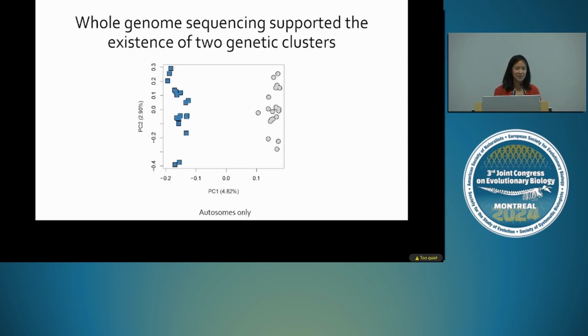Very conveniently, we found that with whole genome sequence data, whites and commons also form two distinct genetic clusters. And also conveniently, genome-wide FST is also 0.02, just like with the RAD-seq data.